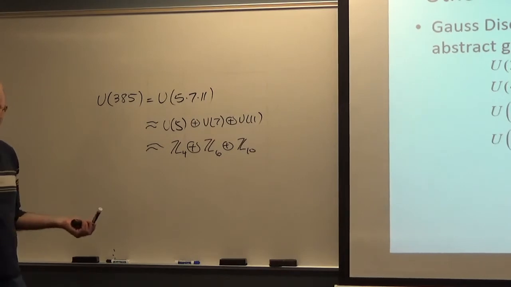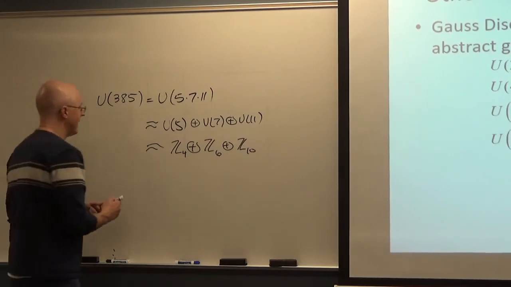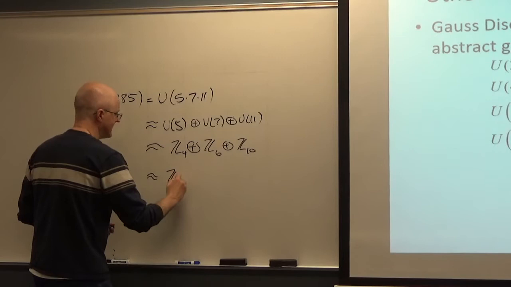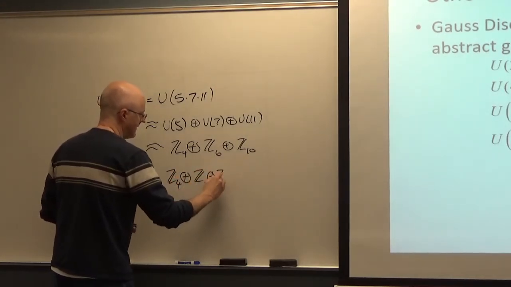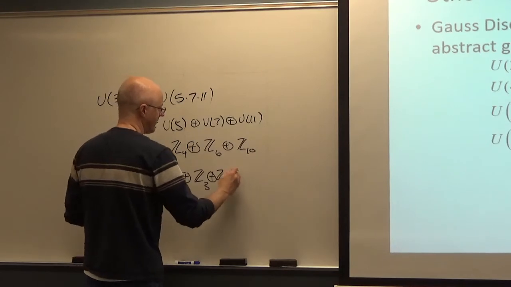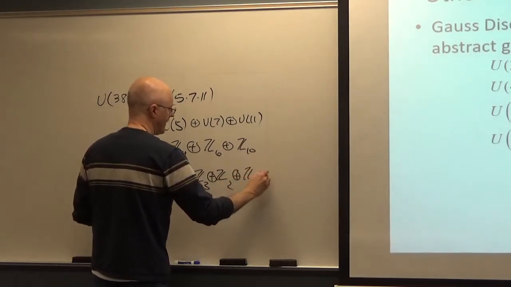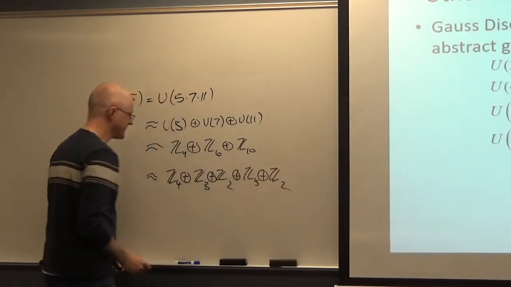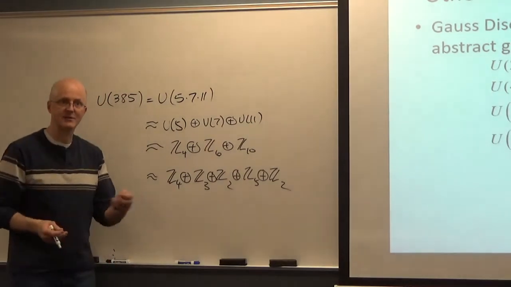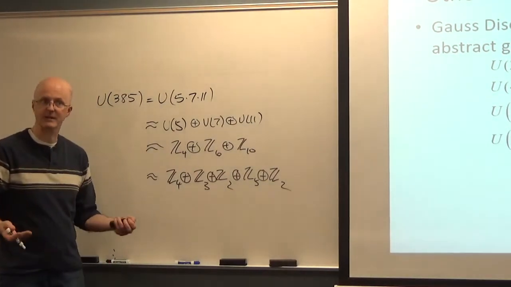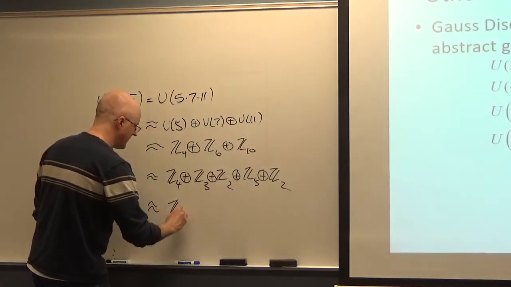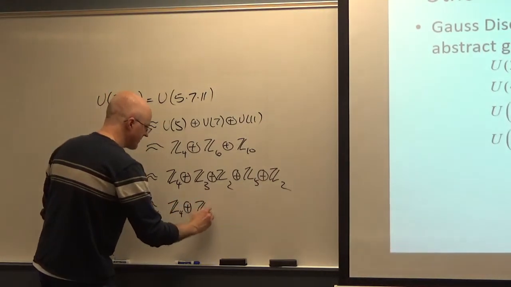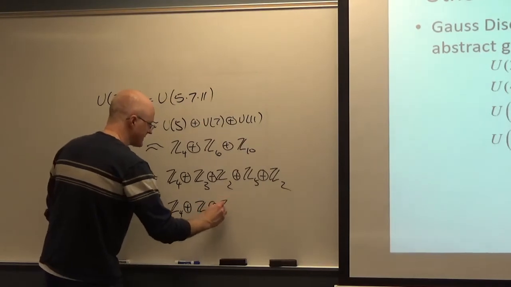Could I write it any other way? Yes, I could. I could also write this as this. I did mention the other day that with external direct products, you can switch around the orders of the factors and you still get the same isomorphism class. So I could also say this is isomorphic to, for example, this.